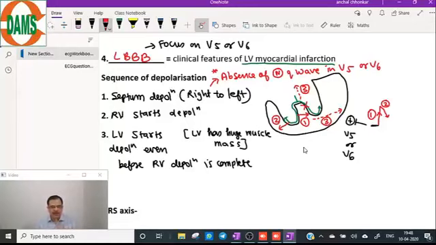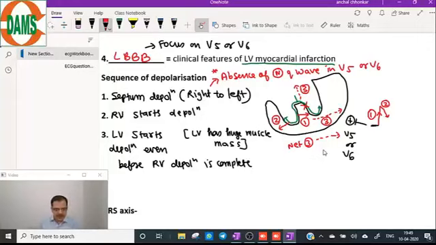Why is number 2 not below the baseline? Because even before right ventricle depolarization is complete, the left ventricle starts its depolarization. It has a huge muscle mass. So the left ventricle will take the impulse from the septum. So it will depolarize its anterolateral wall as well as the posterior wall. So the net vector will be towards V5, V6. Net, because the anterolateral wall is more huge than the posterior wall.